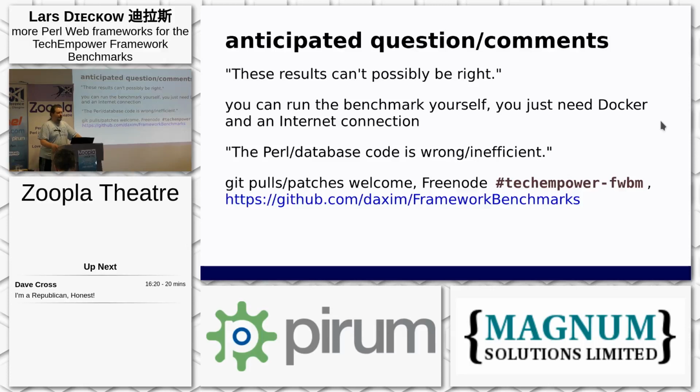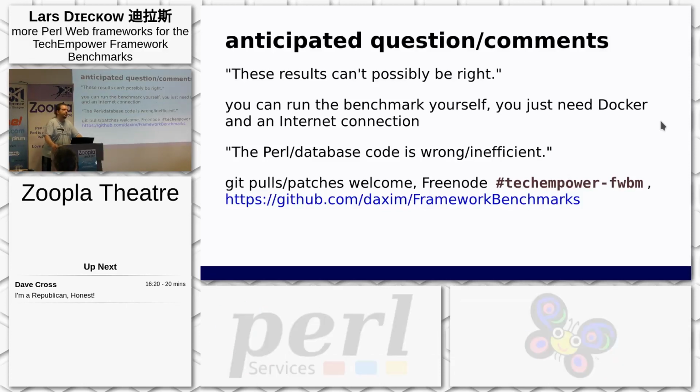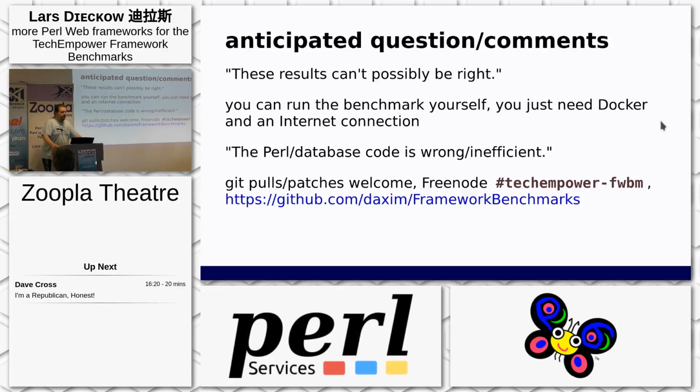Anticipated questions. These results can't possibly be right. You can benchmark them yourself. You just need Docker and a fat internet connection. It will download a lot of data beforehand. And the code as shown is wrong or inefficient. Yeah, you can also contribute, and coordinate work on the official IRC channel. And this will be my clone of the original repository. I haven't pushed it yet.